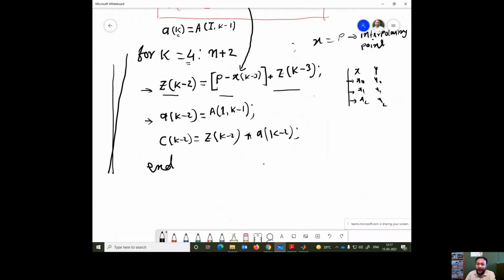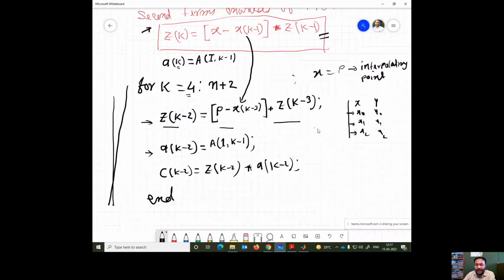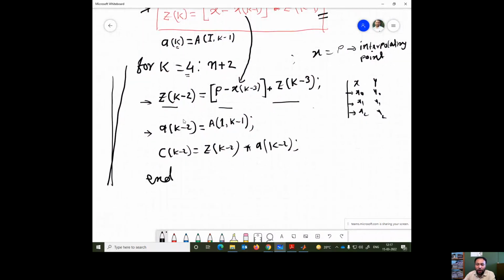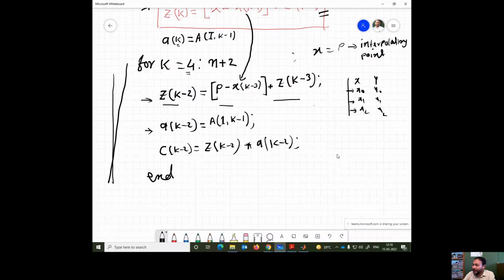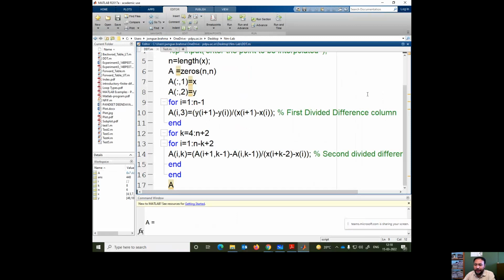Now we have developed this MATLAB code, and previously we developed an algorithm. This is the algorithm we developed: how I can get the Z, how I can get the A, how I can get the C. Now this is the MATLAB code we have developed, k moves from 4 onwards. Let us try to write this logic in the MATLAB language.